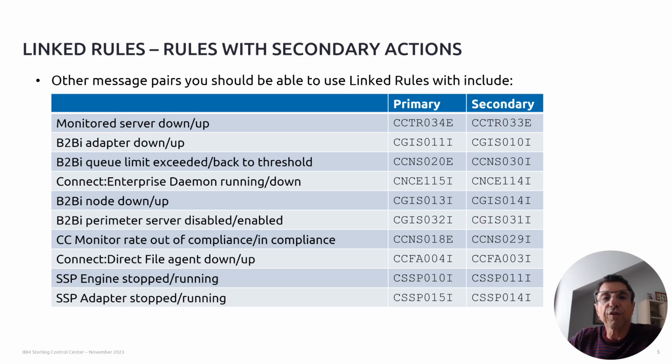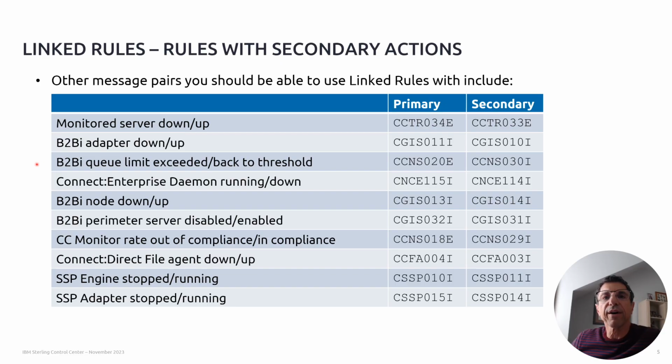Besides the server up and down events that you could use for your linked rules, there are many other what I call message pairs. There's a pair of messages for B2BI adapters going down and up, CGIS 011i and CGIS 010i. So this would be the message to trigger your rule initially, your linked rule, and in the second set of match criteria, you'd specify the CGIS 010i.